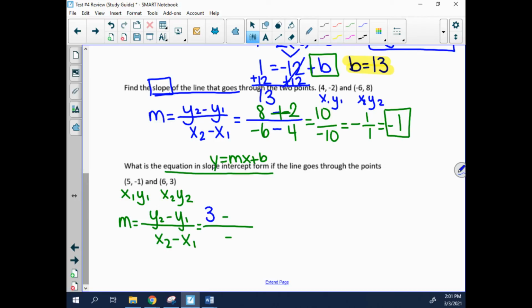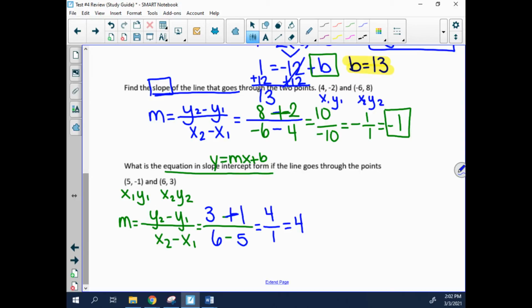Y2 was 3. Y1 is negative 1. X2 is 6. X1 is 5. Two negative signs, change it to plus. 3 plus 1 is 4. 6 minus 5 is 1. You could leave it as 4 over 1, but it's simplest to make it a complete whole number of 4.